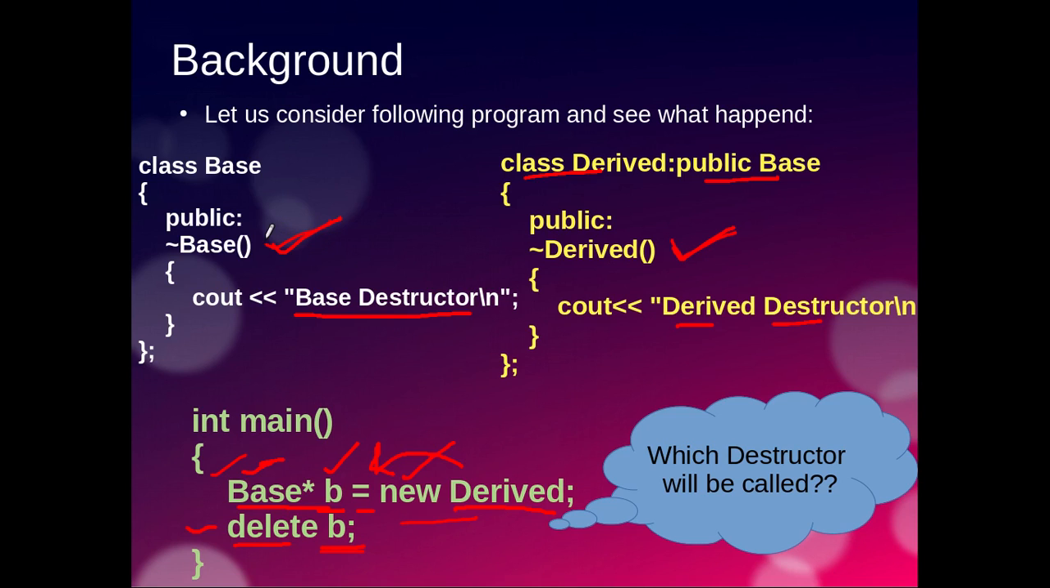Whether it will call the destructor of the base class or the destructor of the derived class, you must understand the behavior of your C++ compiler. So in this case it will follow the rule. Now let us understand what the rule is.